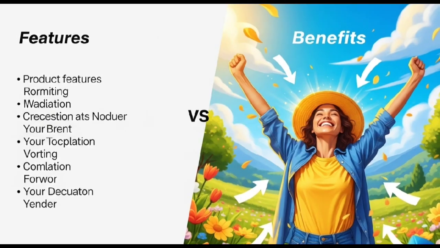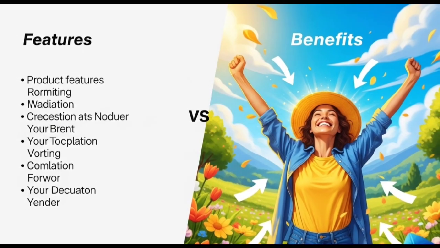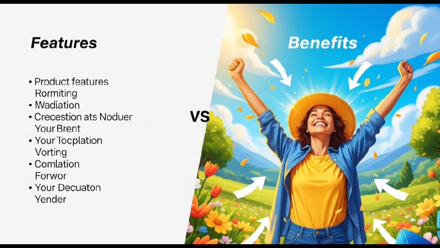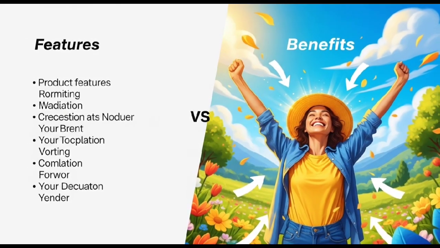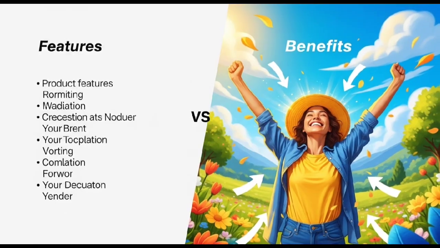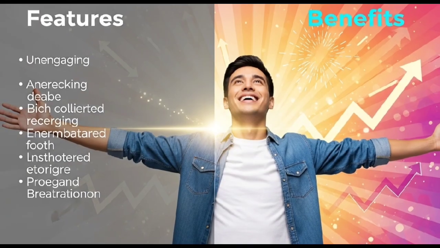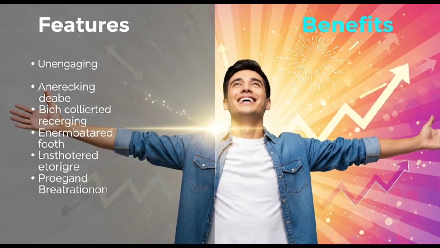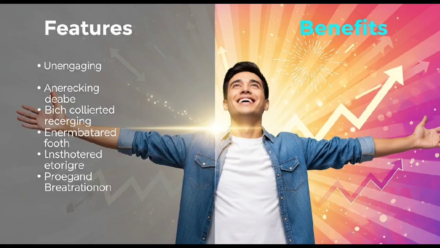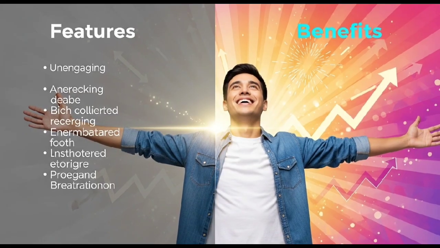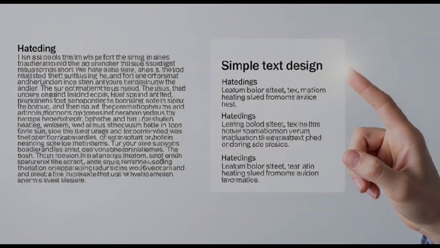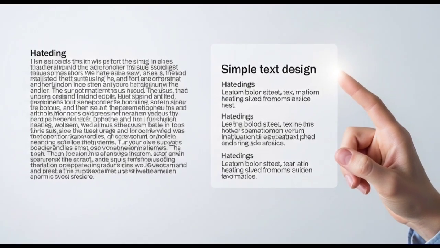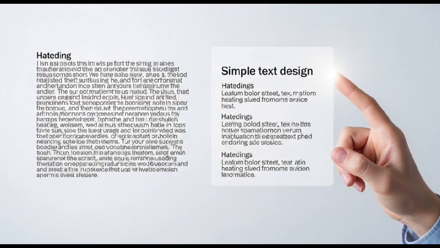Use simple and clear language. Write in simple English. Don't use difficult words. Keep sentences short. For example, this is a bad sentence: this revolutionary system optimizes your performance. And this is a good sentence: this system helps you work better and faster. Simple writing is powerful.